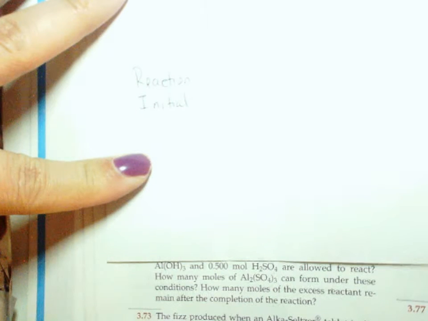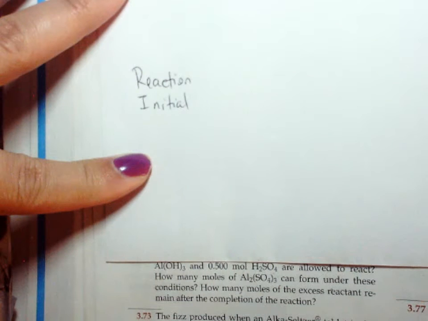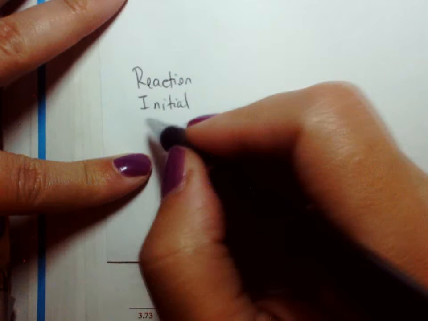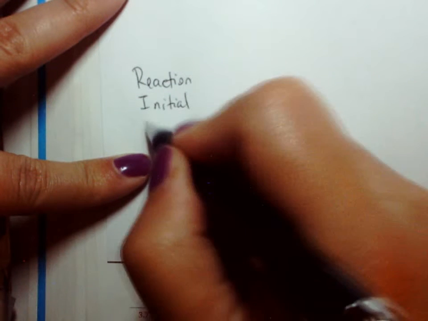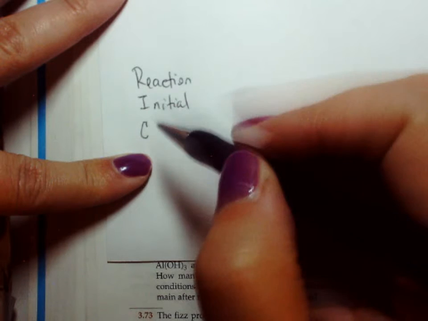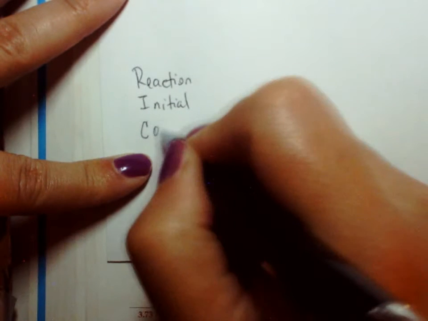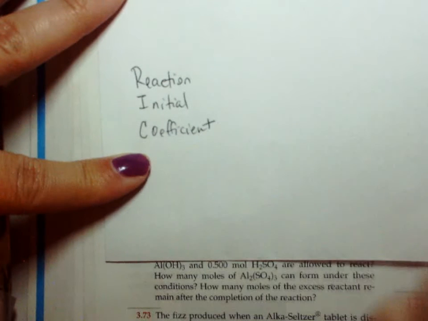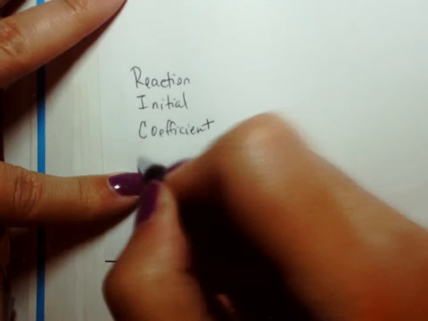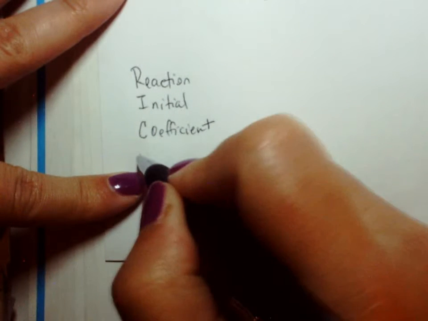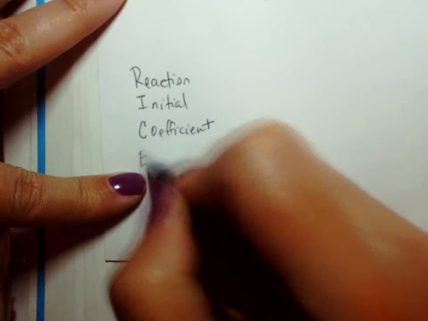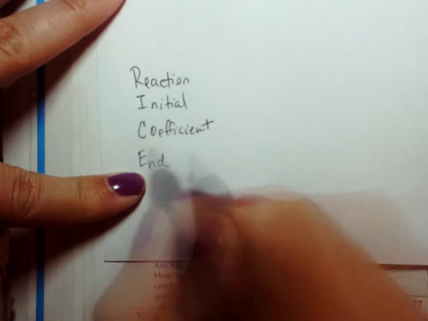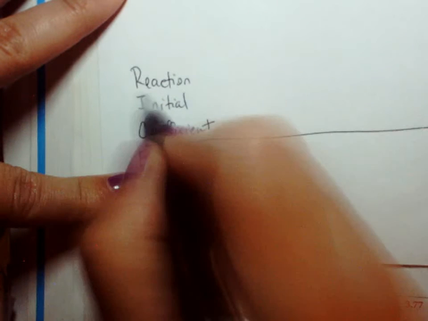And I'm going to change the acronym a little bit. Let's see if this lighting looks better. I think this is okay. All right. When we get to equilibrium, C is going to stand for change, but today I want you to call C coefficient. And when we get to equilibrium, E usually stands for equilibrium, but today we're going to call it end. So the end amount. Put some lines here.